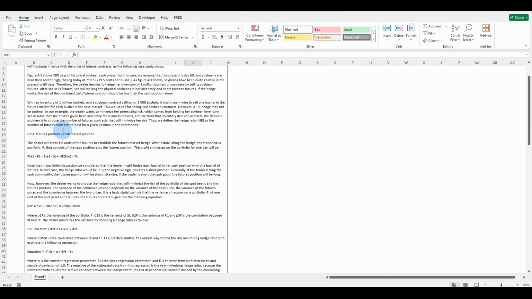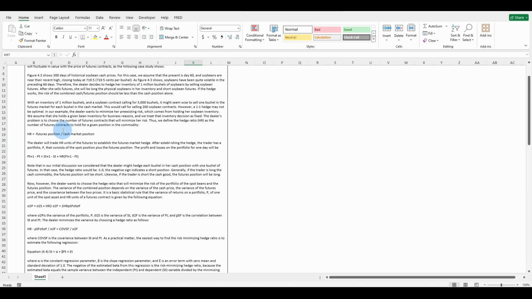With an inventory of 1 million bushels and a soybean contract calling for 5,000 bushels, it might seem wise to sell 1 bushel in the futures market for each bushel in the cash market. This would call for selling 200 soybean contracts. However, a 1-to-1 hedge may not be optimal. In our example, the dealer wants to minimize her pre-existing risk, which comes from holding her soybean inventory. We assume that she holds a given bean inventory for business reasons, and we treat that inventory decision as fixed. The dealer's problem is to choose the number of futures contracts that will minimize her risk.